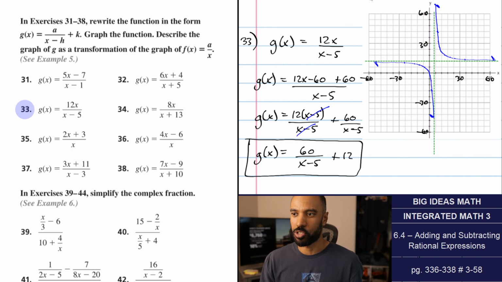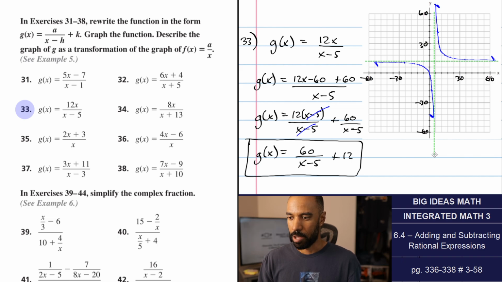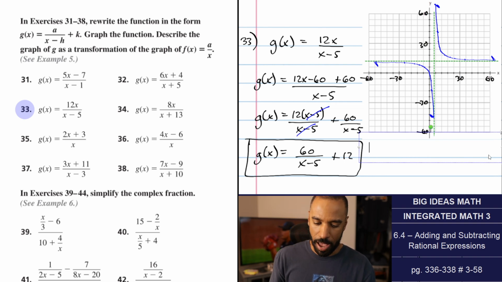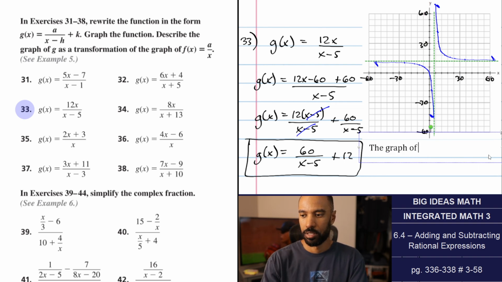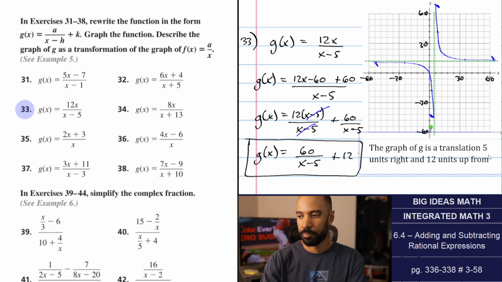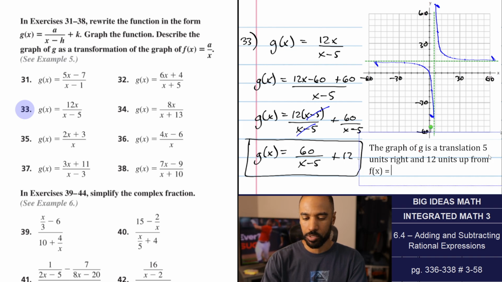All right, there's my graph. Sorry about all that, guys. It's their fault. They constructed the problem. Who knew I had to do graphing on this? Think about addition and subtraction. The graph of g is a translation 5 units right and 12 units up from f of x equals 60 over x.